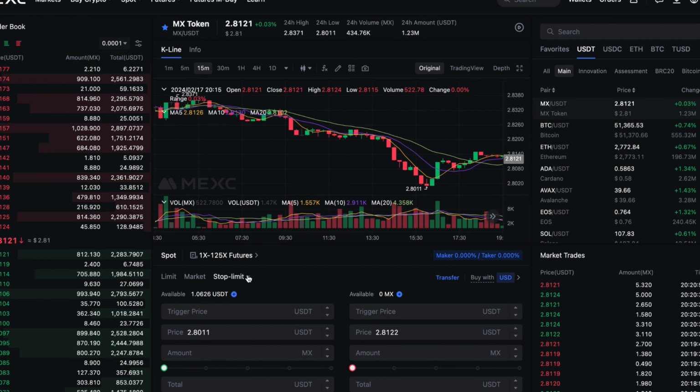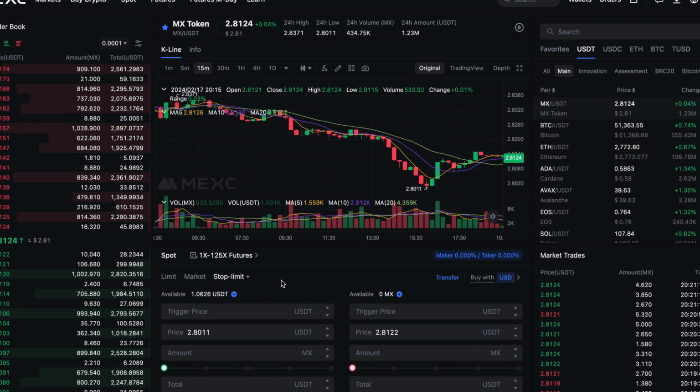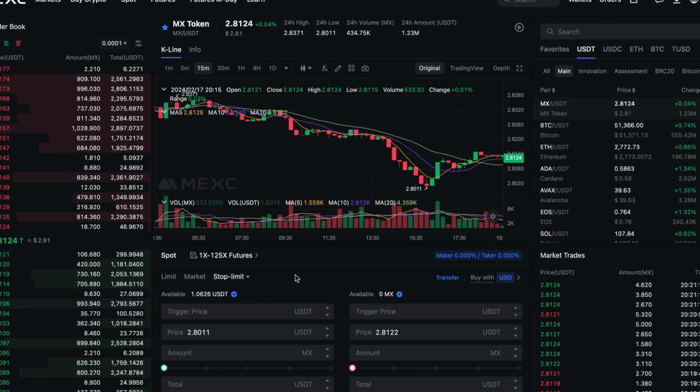Then the stop limit means once the price hits this price and it's going up, then you want the trade to enter. So it's very, very easy. Apart from stop limit, we also have OCO, but right now I don't really know much about OCO. So basically, these are the ones you're actually going to make use of. You're going to make use of limit, market, and stop limit so many times.